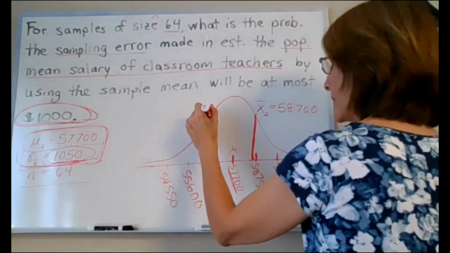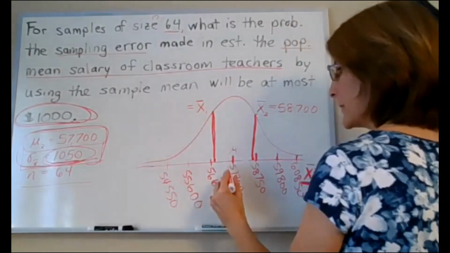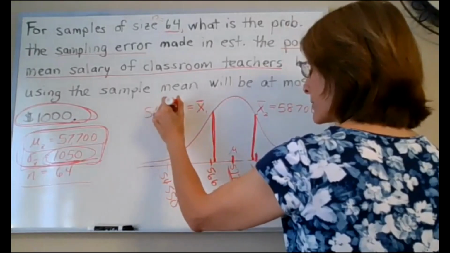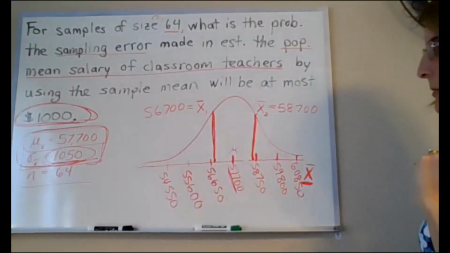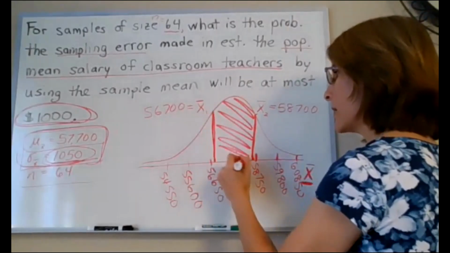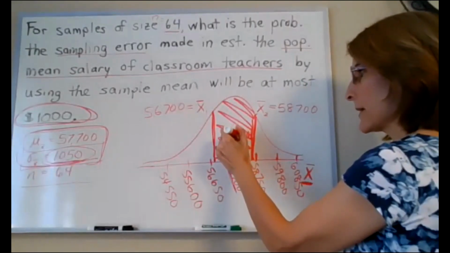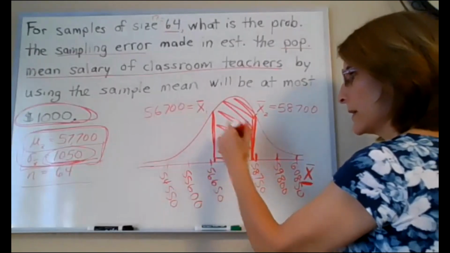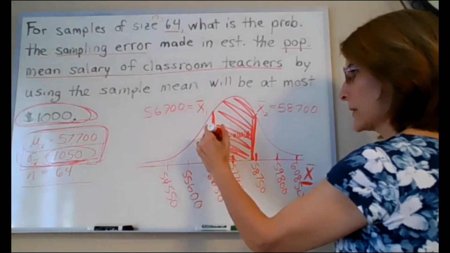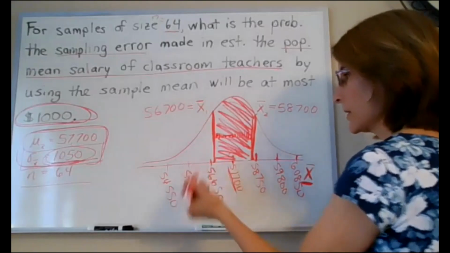Okay, and this point here is going to be the lower X bar, right? That's going to be 57,700 minus 1,000, so 56,700. That's where that point is going to be. The probability we're interested in is this, because this is 1,000 away right here. Anything inside of there is less than 1,000, right? And in the other direction, this is 1,000 away, and anything less than that going this way covers all of this area here.